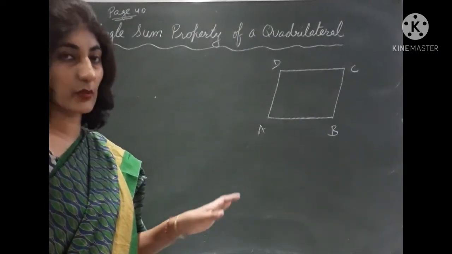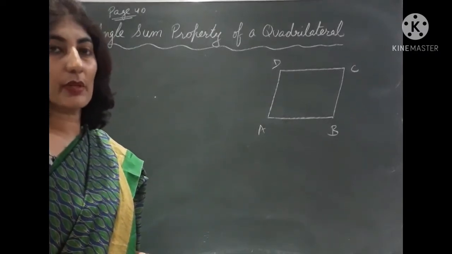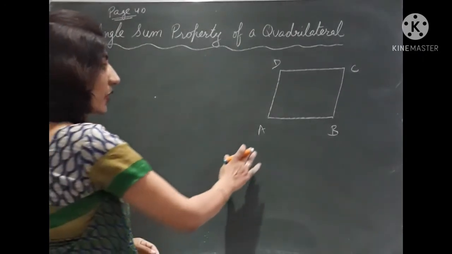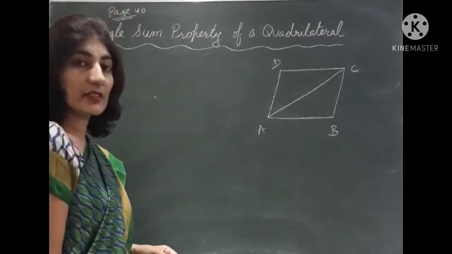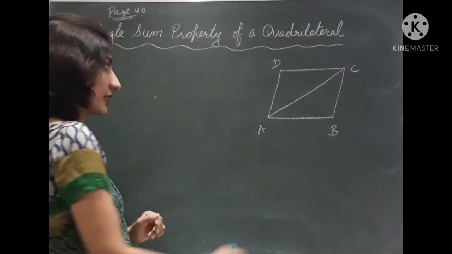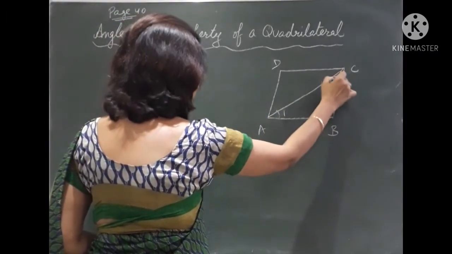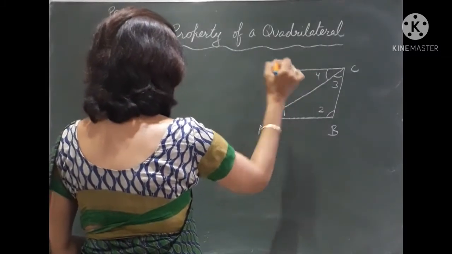The result is the sum of all four angles of a quadrilateral, which we need to remember for doing the questions. Let us understand the angle sum property. We will draw a quadrilateral ABCD, and with the diagonal I have divided this quadrilateral into two triangles. I will name the angles angle 1, angle 2, angle 3, angle 4, angle 5 and angle 6.